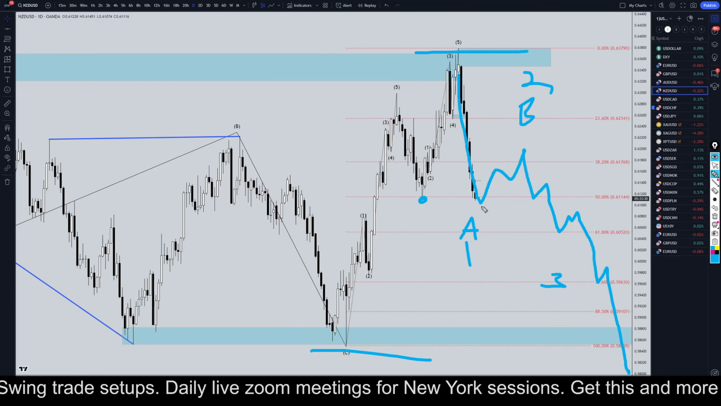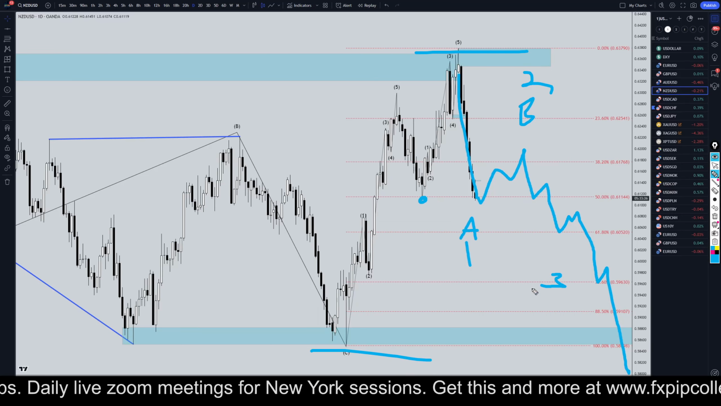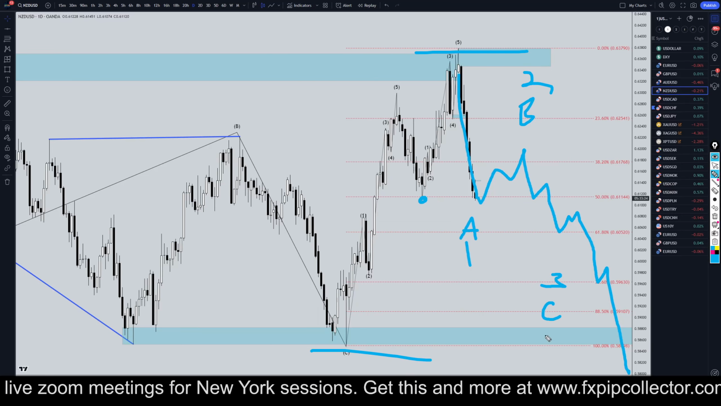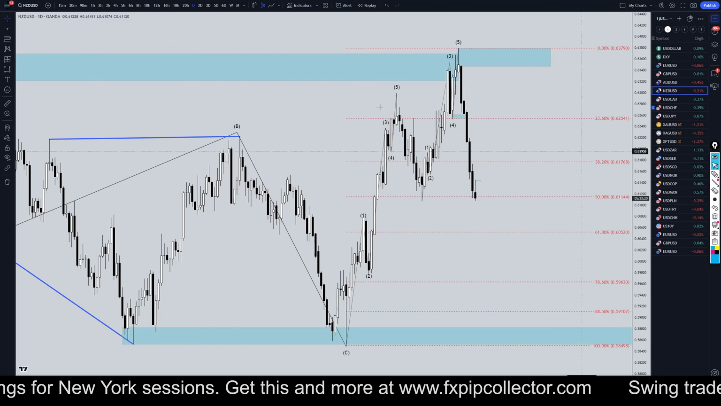So that's why I always say it's not really that important to know the difference between an ABC and a 1, 2, 3, at least until you get into the third wave where you're trying to decide whether it's a wave C or whether it's a wave 3.